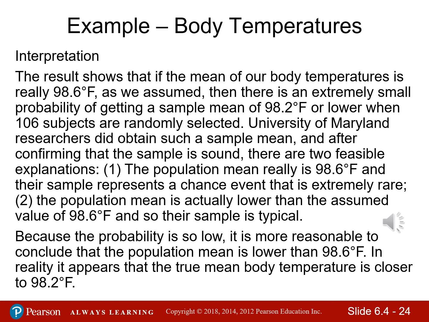Because the probability is so low, it's more reasonable to conclude that the population mean is lower than 98.6 degrees Fahrenheit. In reality, it appears that the true mean body temperature is closer to 98.2 degrees Fahrenheit.